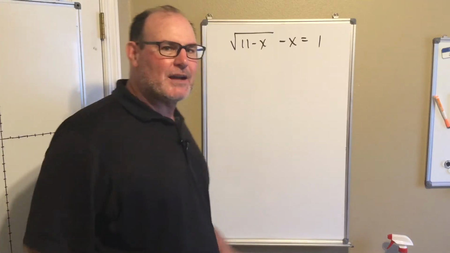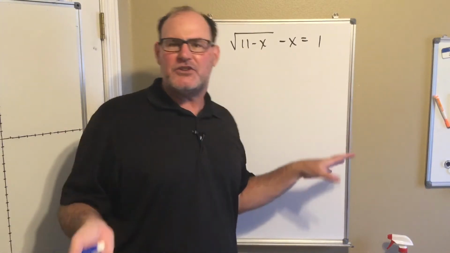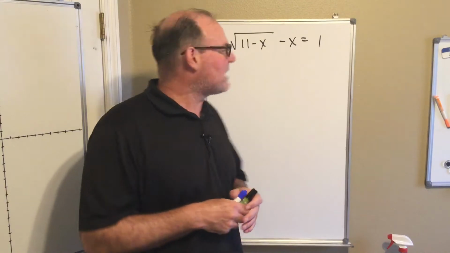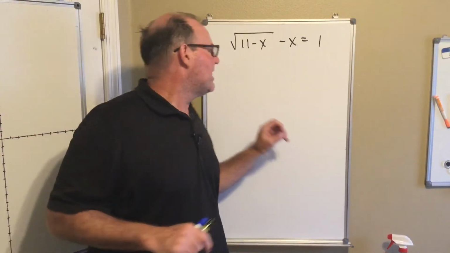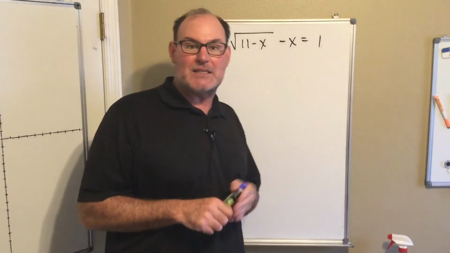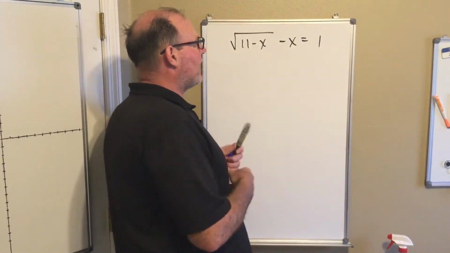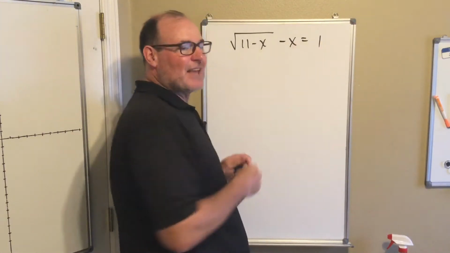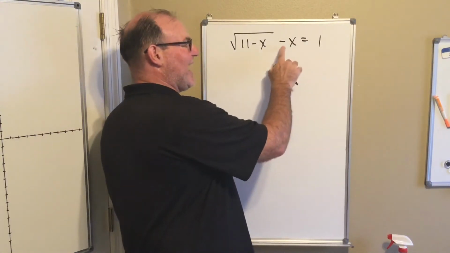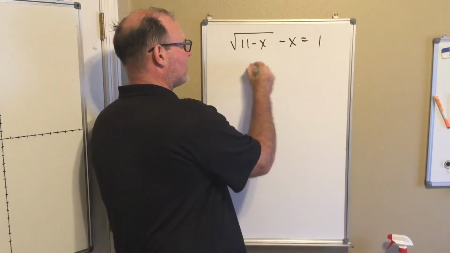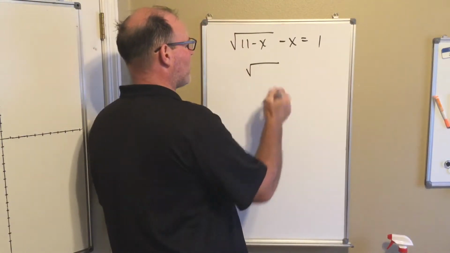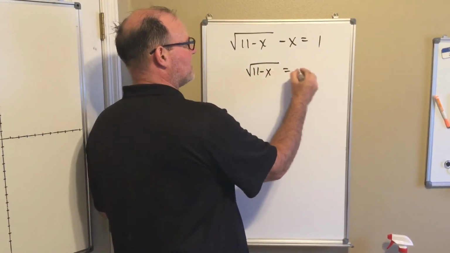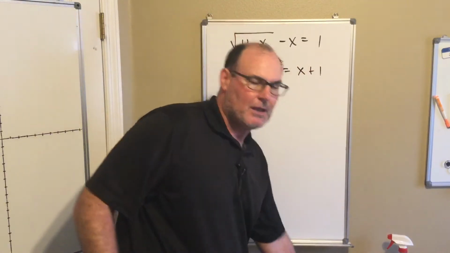All right, this type of radical equation, we have some other stuff. There's not just a number on the other side. So first thing to always remember, any radical equation, you have to get the radical by itself. So that means in this particular problem, I have to add the x. I've got to get the radical by itself. So I'm going to add the x over to this side. So I've got the square root of 11 minus x is equal to x plus 1.